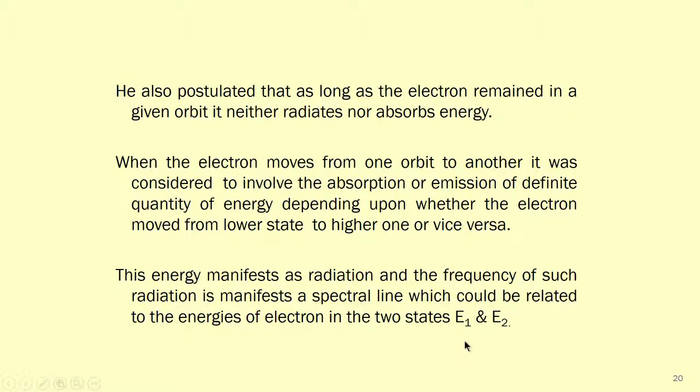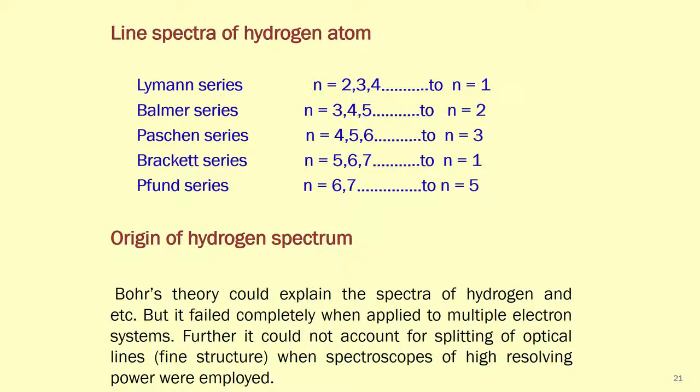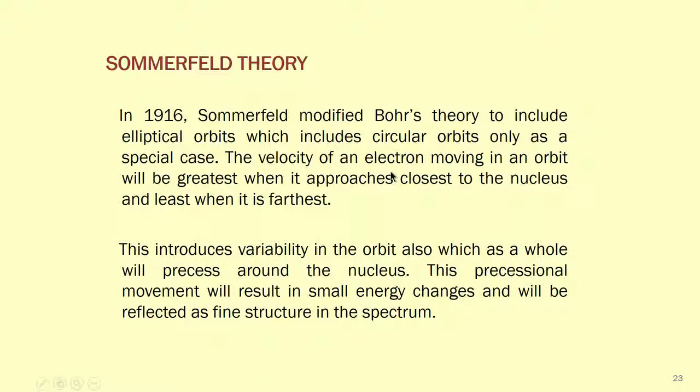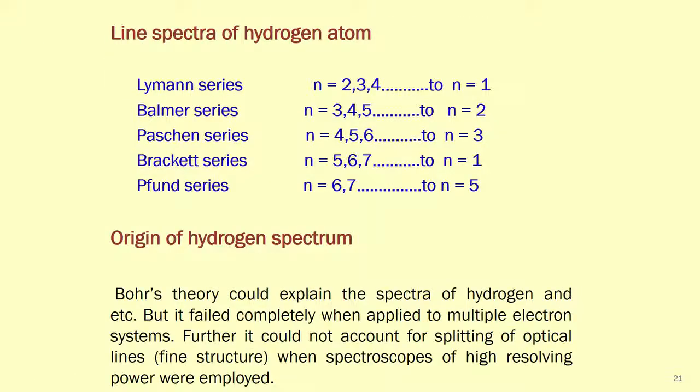Okay. So, what he meant is that the line spectra of hydrogen atom is described by a number of series known as Lyman series, Balmer series, Paschen series, Brackett series, and Pfund series. Okay. This Balmer series is a spectrum of hydrogen that is in the visible region. That is, you can see the lines in a region with our naked eye.